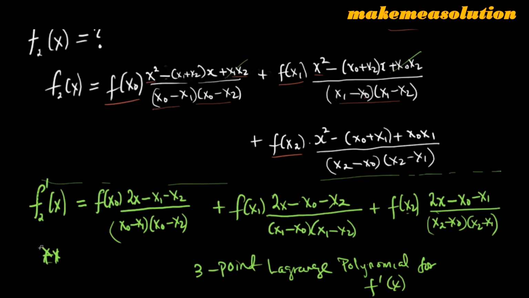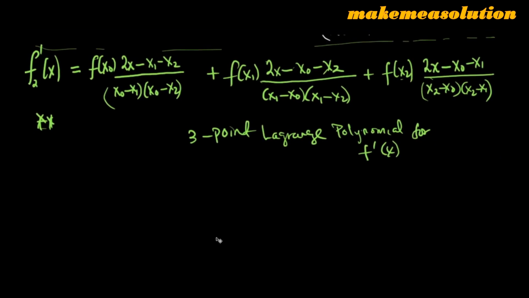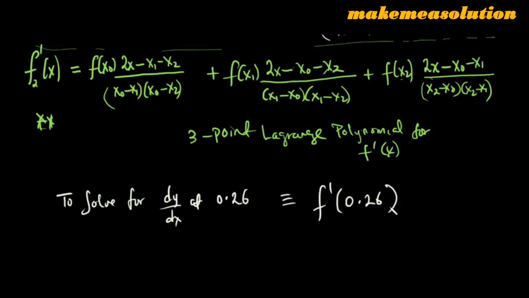So let me just copy it out. So this is the formula that we got previously. So how do we use it to solve that problem? They want us to solve for dy/dx at 0.26. This is still corresponding to f prime of 0.26. Is that okay? So all we just need to do is to find 3 points in the neighborhood of 0.26, and use those 3 points to approximate the first derivative of this function at 0.26.